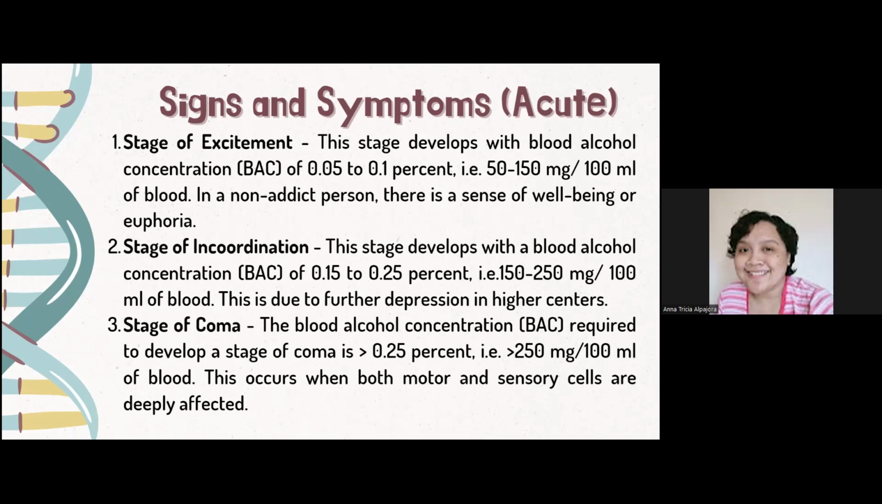So for the third stage, which is the stage of coma, the blood alcohol concentration required to develop this stage is not less than 0.25%. So, for example, is not less than 250 milligrams per 100 milliliter of blood. This occurs when both motor and sensory cells are deeply affected.